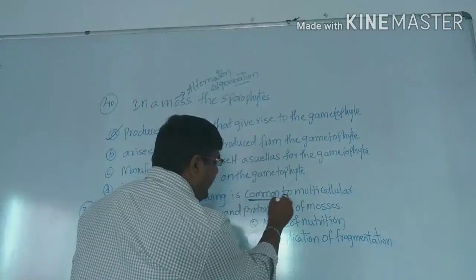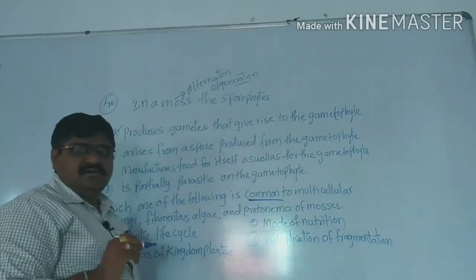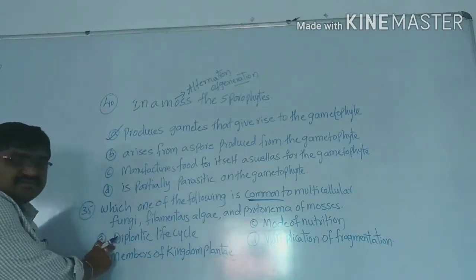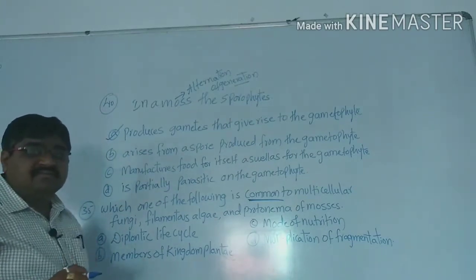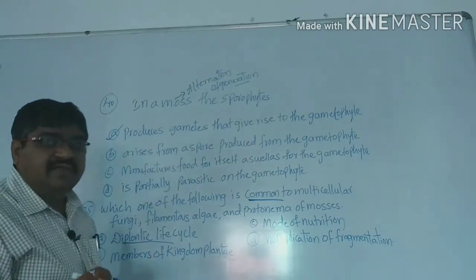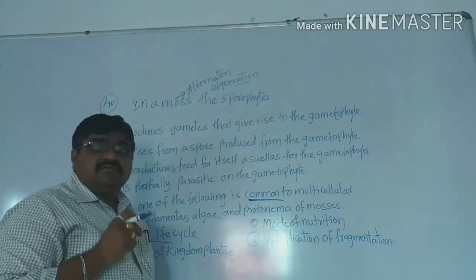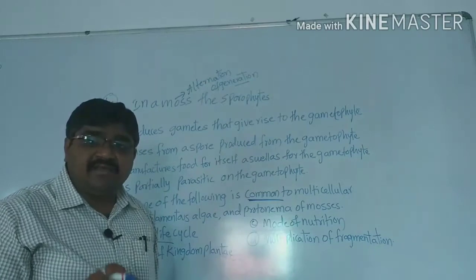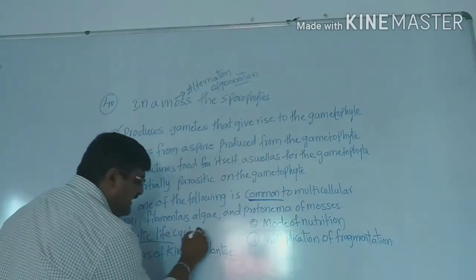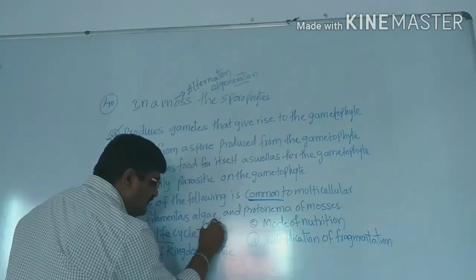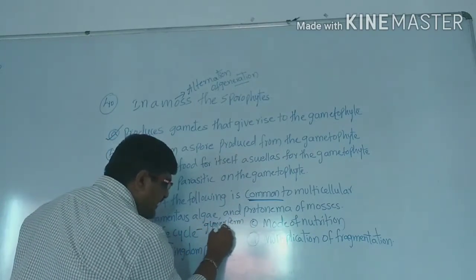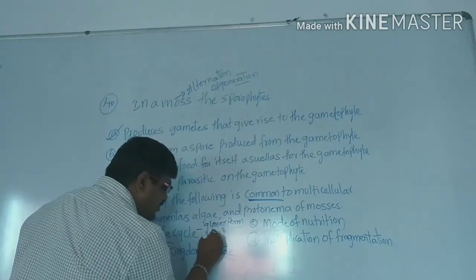Here a common factor should be taken place. So that common factor is the first option; if it is taken place, the first option will not be taken place. Why? Because here it is a diplontic life cycle. Diplontic life cycle means the sporophyte is the dominant phase over the gametophyte. This diplontic life cycle is seen in gymnosperms and the angiosperms.